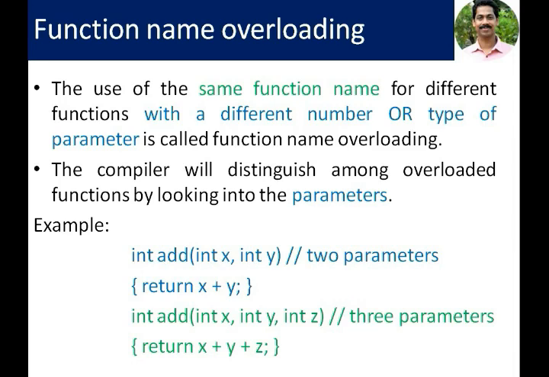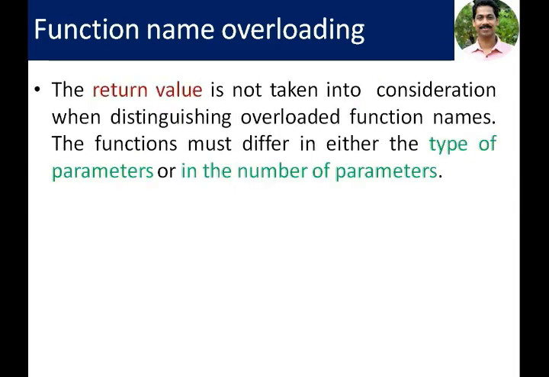So if we are passing 2 parameters to the add function, the first function will be called, and if we are sending 3 values to the function add, the second function will be called by the compiler. So the compiler can distinguish these functions by counting the number of parameters. The return value is not taken into consideration when distinguishing overloaded function names. The function name must differ in either the type of parameters or in the number of parameters.